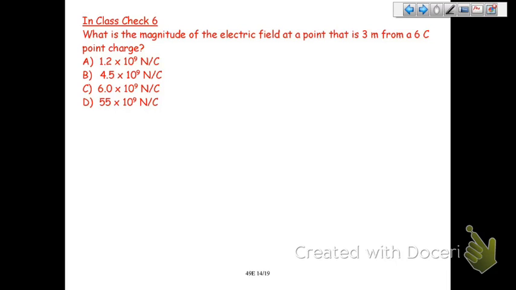What is the magnitude of the electric field at a point that is 3 meters from a 6 coulomb point charge? So here's my 6 coulomb charge, call it positive. Here's my point, and that is 3 meters away. I want to know the magnitude of my electric field. Let's visualize it. It's E, and it's going to point in that direction because it's going away from a positive charge.